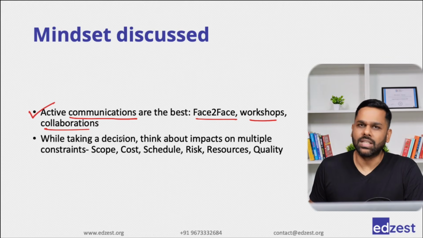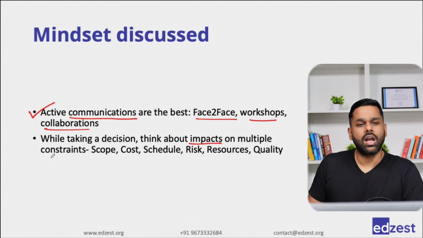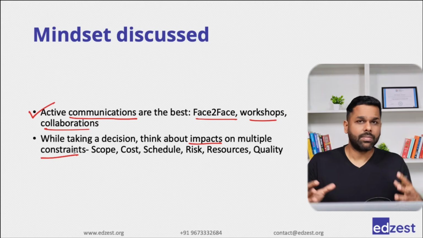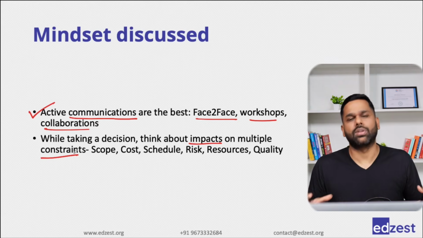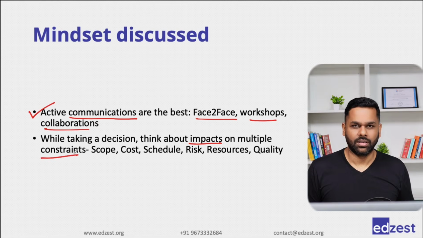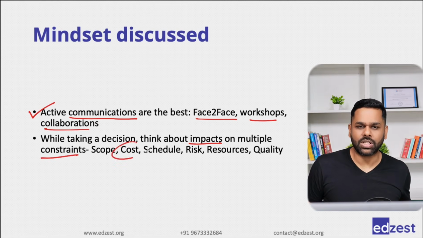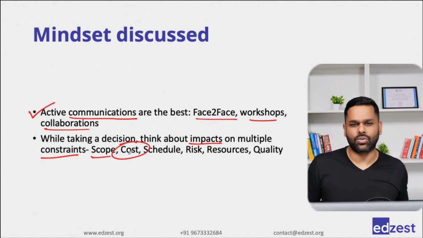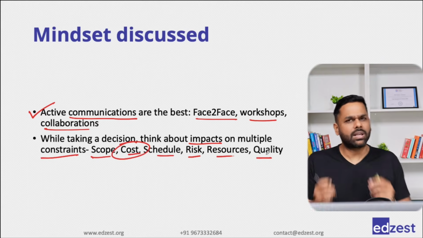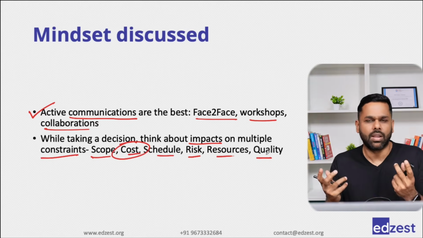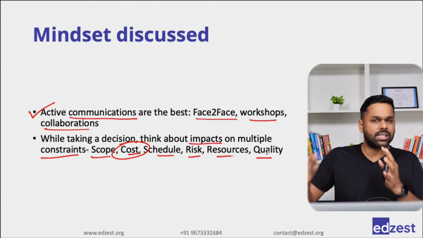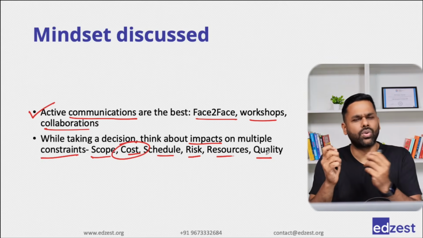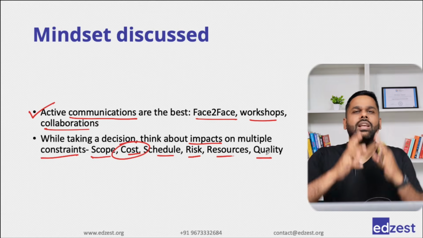Then whenever you are taking a decision, always think about the impacts on other constraints as well. Like in this question, when we say that team members will sit together and work, it is the best thing to do. But is it feasible? So we have to think from the cost perspective also. In the exam, you don't have to think of all the 6 constraints like scope, cost, schedule, risk, resource, quality, but try to think about 2 or 3 most logical constraints. If I take this decision, will it impact the cost? Will it impact the schedule? Will it impact the risk? 1 or 2 most obvious things will automatically come to your mind.